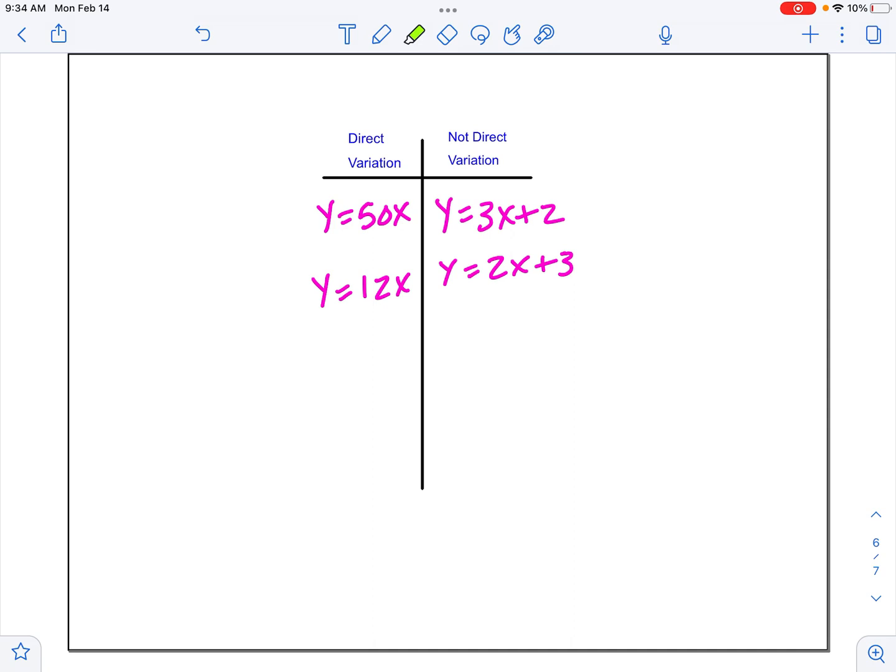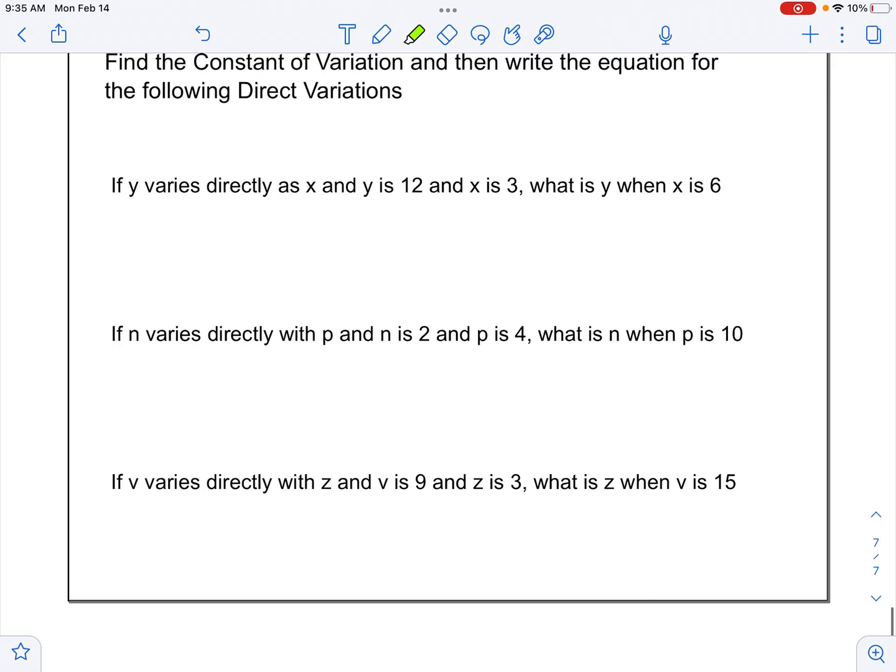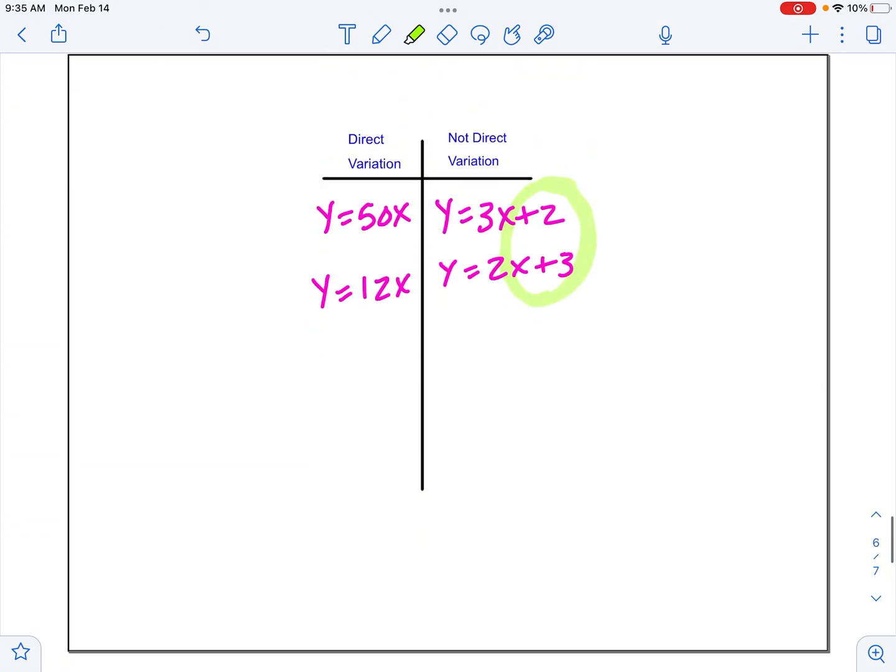Well, you'll notice that the ones that don't have direct variation have this addition problem on the end of it. And that kind of changes that direct variation, because you're not just multiplying, but you're also adding. So it takes away your direct variation. So when you're looking, let me just say one more thing. When you're looking for a direct variation equation, it is going to look like y equals kx.